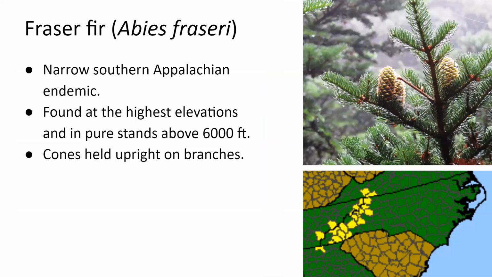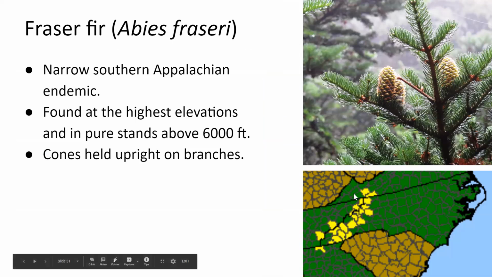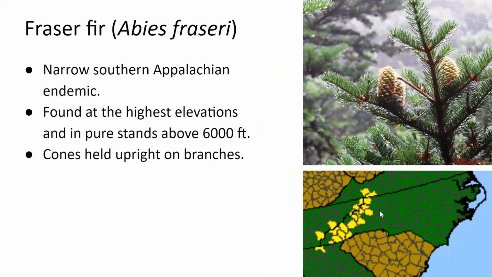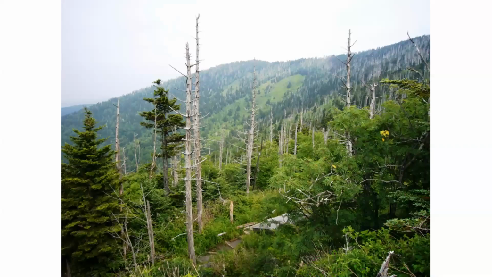So if you look at the range map and compare, Fraser fir has a much more narrow range than red spruce. It is a very narrow Southern Appalachian endemic, so only found in just over a dozen counties in North Carolina and Tennessee. That county yellow dot in Georgia, I think, is false. I've been told that Fraser fir doesn't occur in Georgia, but it does occur in 2 counties in Virginia. And again, those cones are held upright in the branches, so that makes it easy to tell.